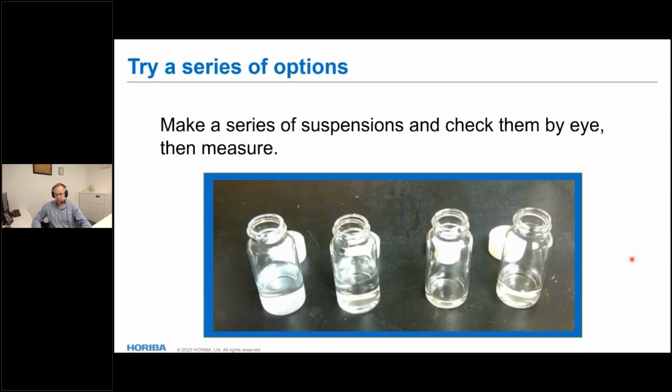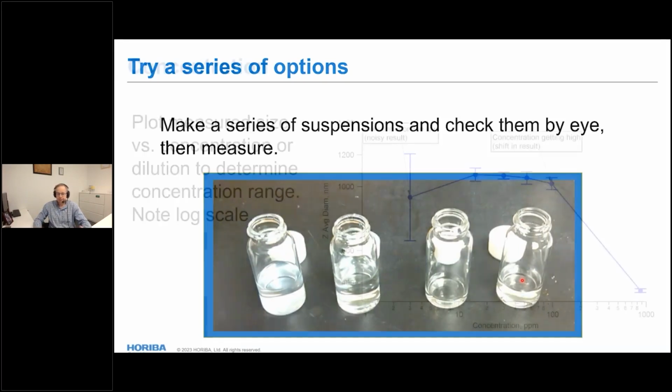So if you come up with a sample and you just don't know what to do, then you may need to go back and try a series of suspensions and check them by eye. So you line up a series of jars with solutions of each of your favorite surfactants and do that eye test I mentioned earlier and see which liquids wet the particles most readily, and then go back and start doing measurements with that.